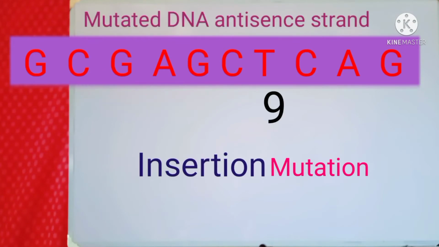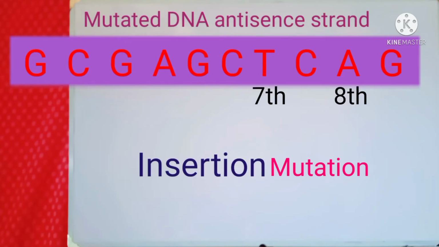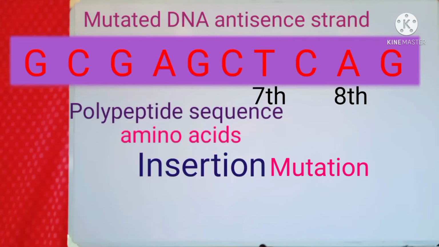So we have the mutated DNA antisense strand. In this strand the nucleotides are G, C, G, A, G, C, T, then the inserted nucleotide cytosine, and then again A and G. The cytosine is present between the 7th and the 8th nucleotide, where it has been inserted. So let's see what kind of polypeptide sequence of amino acids we're going to form.